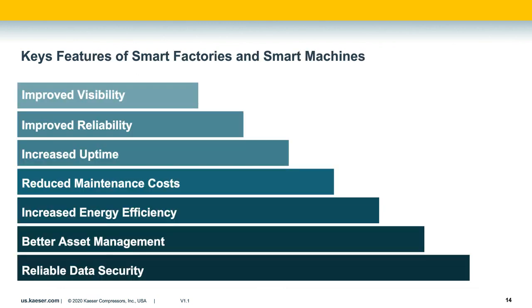Taking a look at some of these key features of smart factories and smart machines, I'd like to highlight two in particular. Number one would be reduce maintenance costs, and number two is actually increase uptime. Again, uptime is essential for lean manufacturing companies. Any downtime can bring your entire production to a halt.